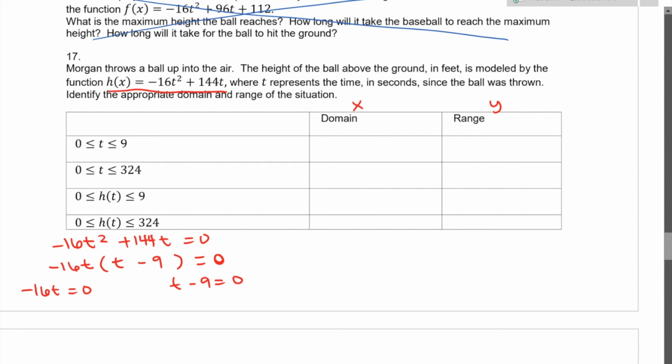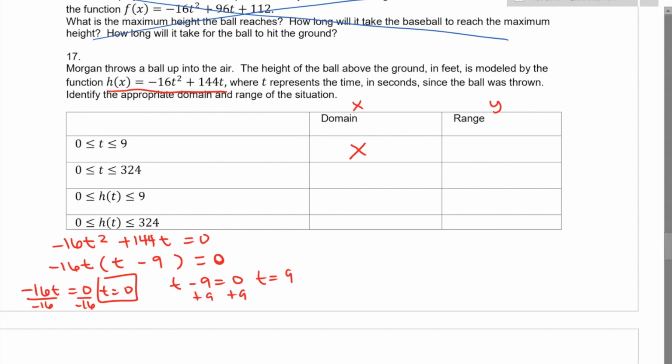So basically what I'm trying to do is figure out what the t value is for both of these problems. So how do I get t by itself here? Well, I divide by negative 16 and negative 16. Well, anything divided by 0 is just 0. So t here equals 0. And then if I want to solve for this one, I would add 9 and add 9. And t here equals 9. So my two answers are 0 and 9. Therefore, my answer choice is this one for domain. Now let's do our range.